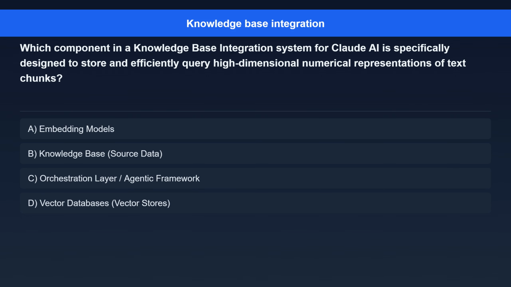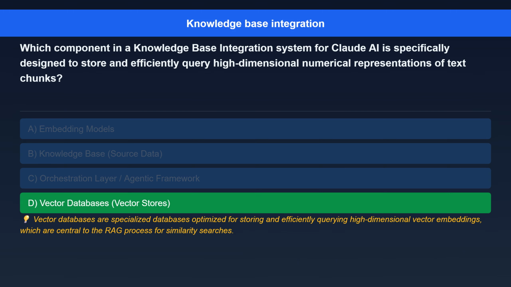Question 2. Which component in a knowledge base integration system for Claude AI is specifically designed to store and efficiently query high-dimensional numerical representations of text chunks? Option A. Embedding models. Option B. Knowledge base, source data. Option C. Orchestration layer / agentic framework. Option D. Vector databases, vector stores.